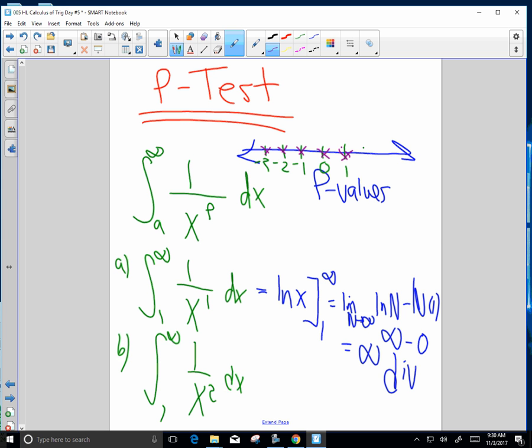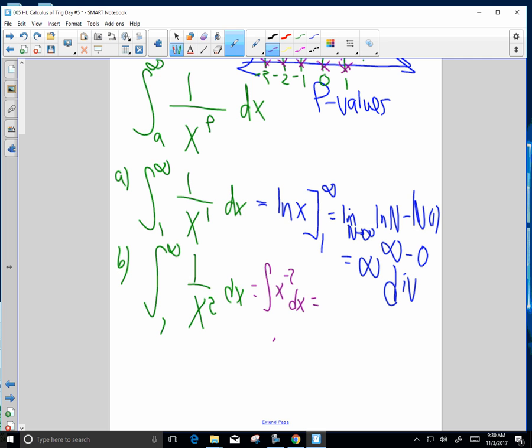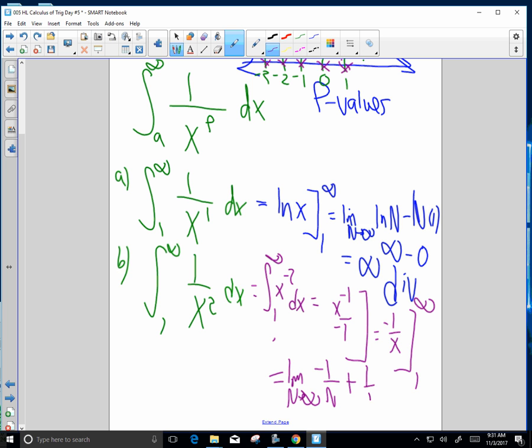What if the p-value is 2? So this is going to be the integral of x to the negative 2. What's that antiderivative equal to? Yeah, it's x to the negative 1 over negative 1, going from 1 to infinity. And this is going to be equal to negative 1 over x, going from 1 to infinity. And you guessed it, limit as n goes to infinity of negative 1 over n minus a negative 1 over 1.